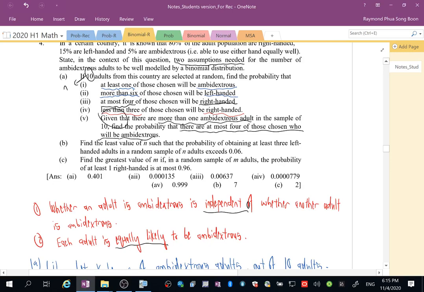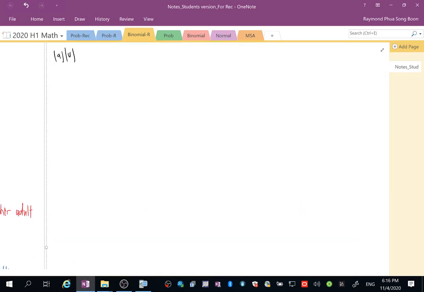So this is the first thing that you will need to be aware of. Okay, so number of ambidextrous adults, you can use the same random variable as part 1, part A, part 1, which is X. There's no need to define a new one, because the value of p remains the same as 0.05 and the value of n, number of trials, remains as 10. So we can use back the same variable, which is X.